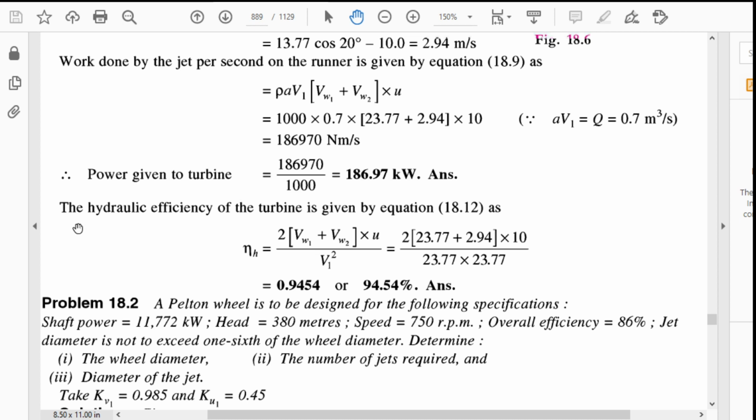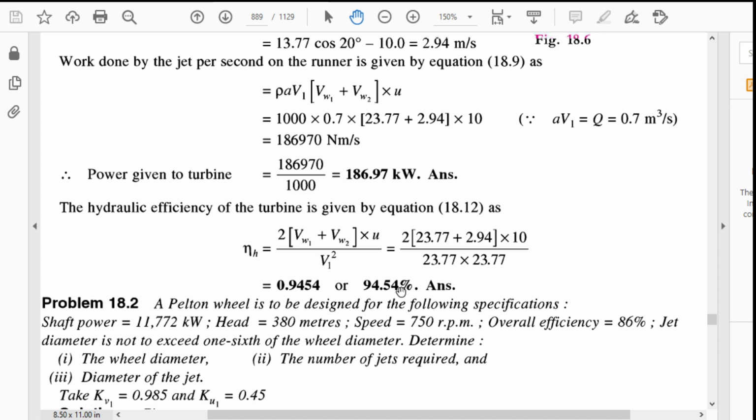Now the hydraulic efficiency, which is the last part. Hydraulic efficiency of the turbine, eta H, will be 2 in bracket VW1 plus VW2 into U divided by V1 square. Here VW1, VW2, V1 and U are the known values. So substitute it, you will get 94.54% of hydraulic efficiency for that particular turbine.